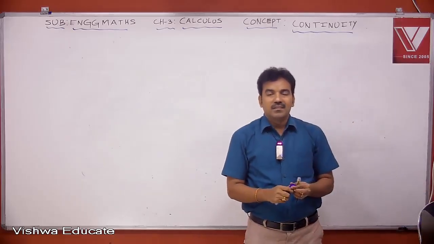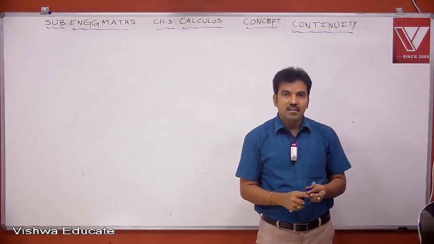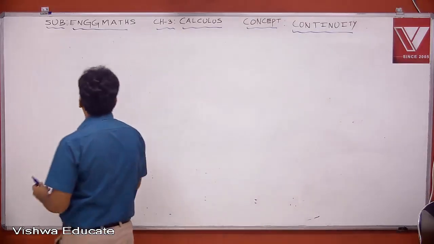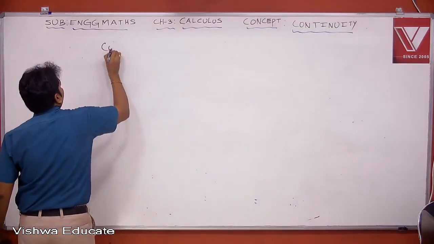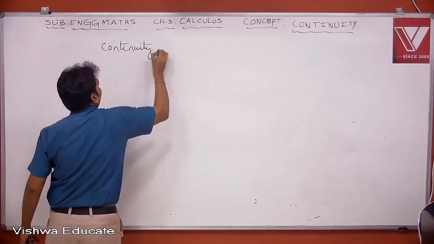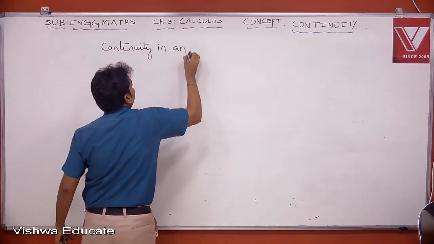Now we discuss continuity of a function in a closed interval a comma b. Just now we have seen continuity of a function at a single point. Now we discuss continuity of a function in an interval. So, continuity in an interval.